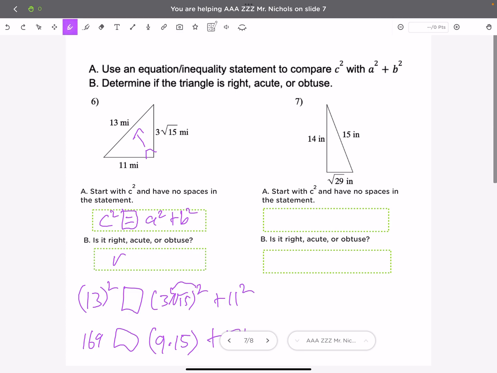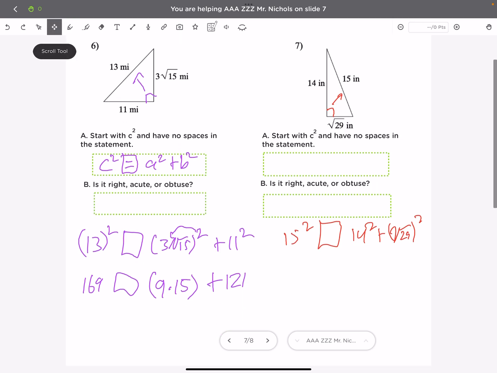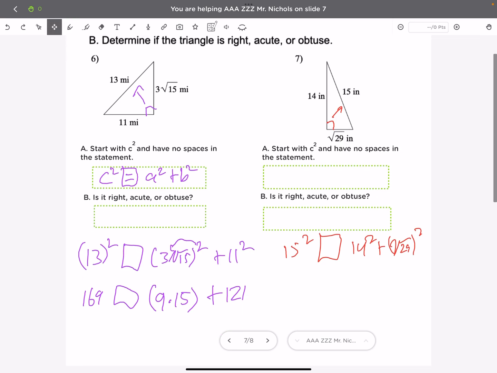All right. Same thing over here. We'll switch up colors. Same thing you would do, once again, this is our right angle across. So we would do 15 squared compared to 14 squared plus square root of 29 squared. And you would just calculate it out and write it as a statement here with the numbers.